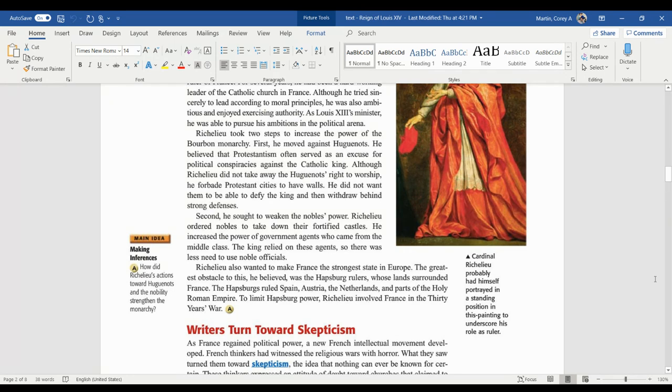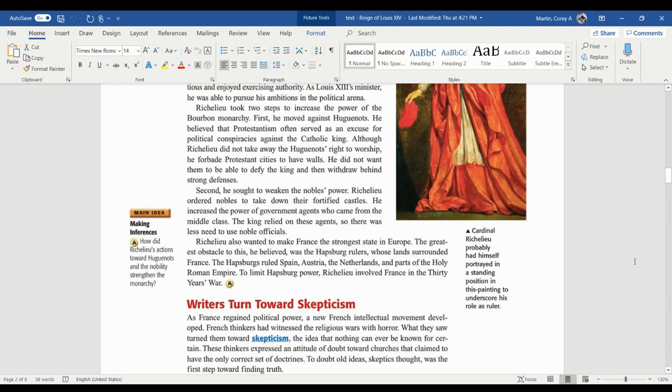Richelieu also wanted to make France the strongest state in Europe. The greatest obstacle to this, he believed, was the Habsburg rulers, whose land surrounded France. The Habsburgs ruled Spain, Austria, the Netherlands, and parts of the Holy Roman Empire. To limit Habsburg power, Richelieu involved France in the 30 Years' War.